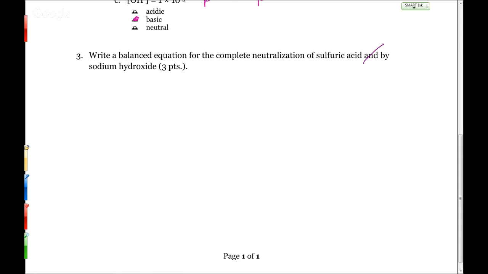Write a balanced equation for the complete neutralization of sulfuric acid by, that should just be by sodium hydroxide. So that would be sulfuric acid. There's a list. If you didn't see it, make sure you go look at it on Blackboard of acid formulas and base formulas that you need to know in the objectives for the chapter. So that's sulfuric acid. Sodium hydroxide is NaOH. You should know that from lab and from naming compounds. And since it's complete neutralization, we don't need a double-sided arrow, but if you put one, that's okay.